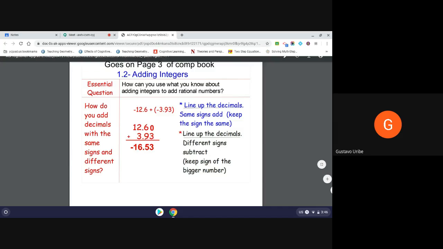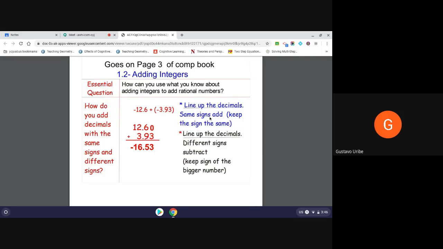signs? So one of our main rules for adding decimals, whether you remember it or not from previous years, is first to actually line up your decimals. So if I have this problem written horizontally, I'm going to write it vertically, lining up the decimals so that they're on top of one another.